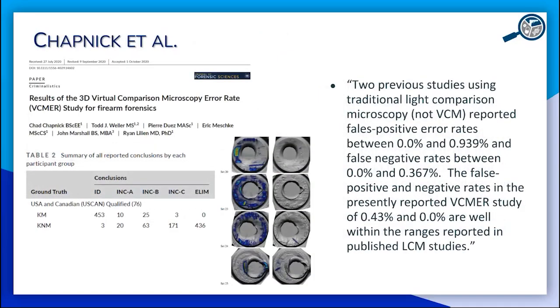I co-published an article with some of the cadre, as well as John Marshall from Canada. And here we did kind of a classic error rate study, give examiners knowns and unknowns, and publish our results. We also included these heat maps to get a sense of consensus or not of what surfaces examiners were using for their study.